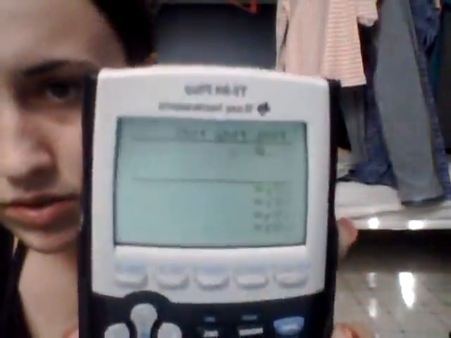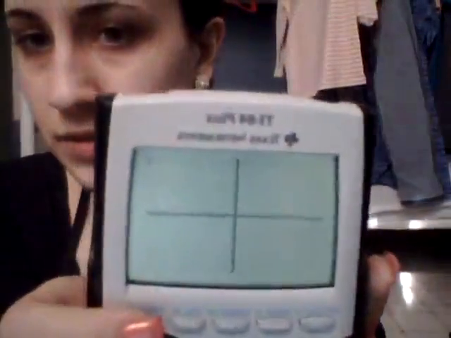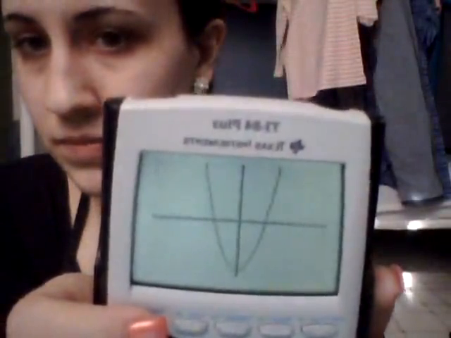So you go to your calculator, x, square it, continue on, subtract 9, and then when you go to graph it, you hit the word graph, which is right here. The end. Okay?